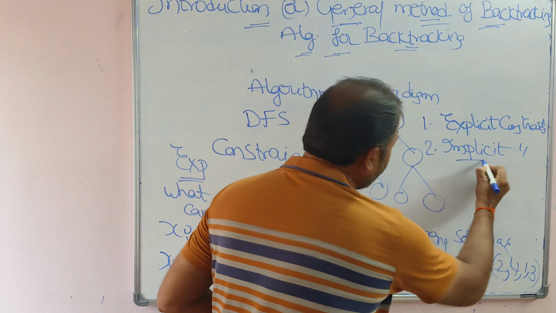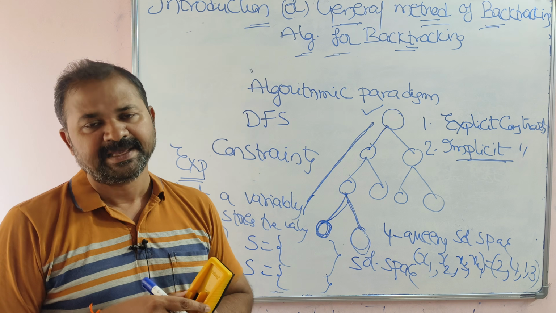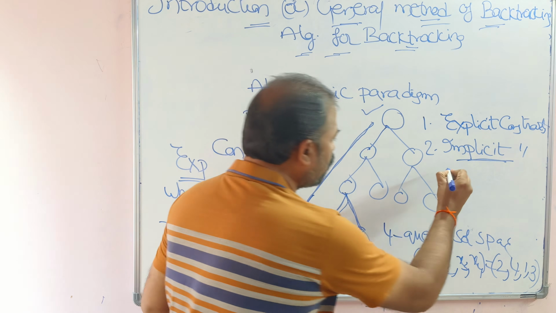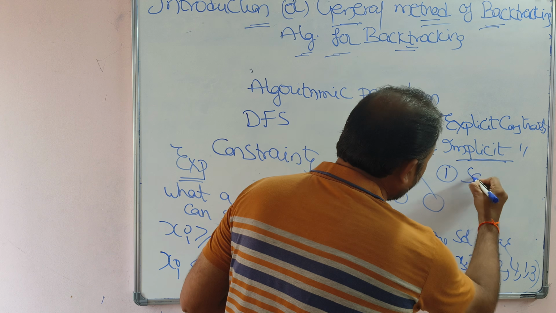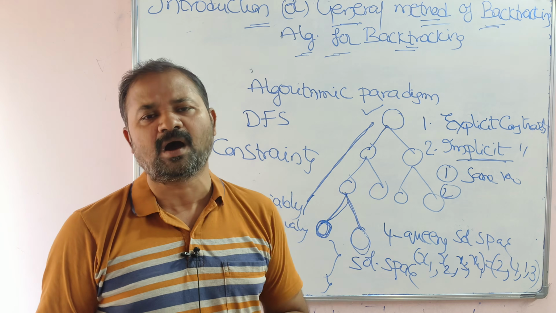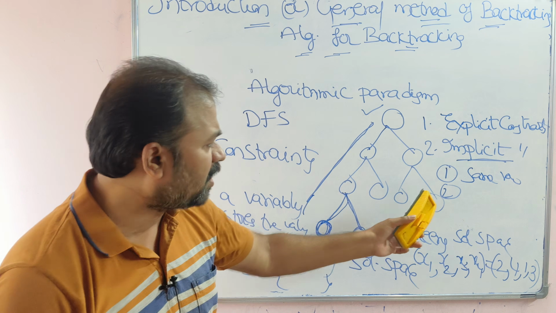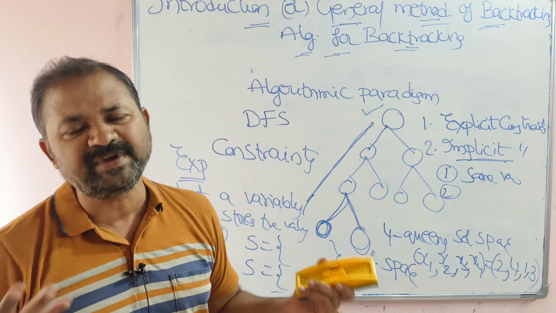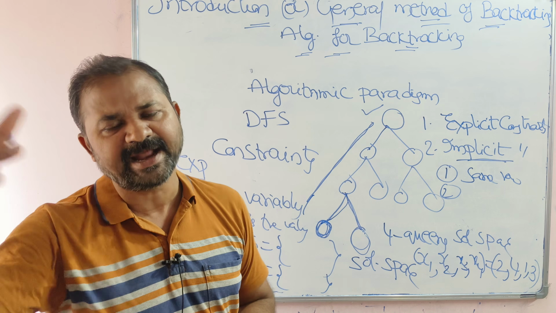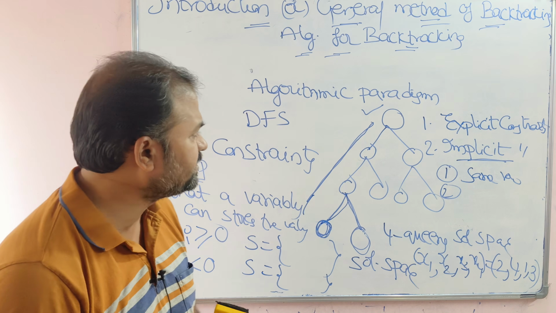Now let's see implicit constraints. An implicit constraint depends on the problem. If we take the 4 queens problem, the implicit constraints are: first, no 2 queens are in the same row. Second, no 2 queens are in the same column. Third, no 2 queens are on the same diagonal. So 2 queens cannot be in the same row, the same column, or the same diagonal. This is nothing but implicit constraints.